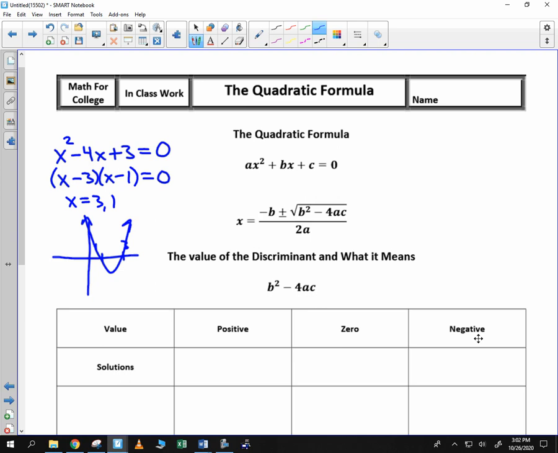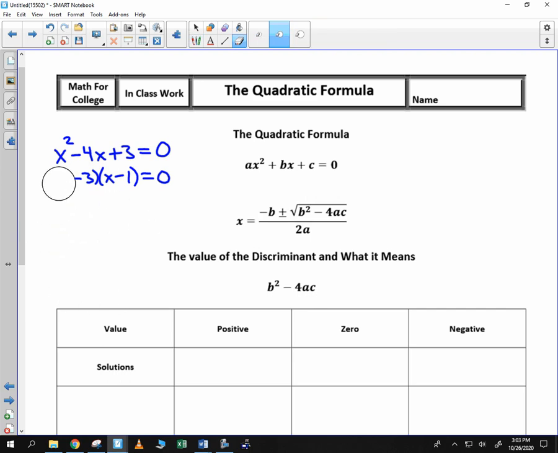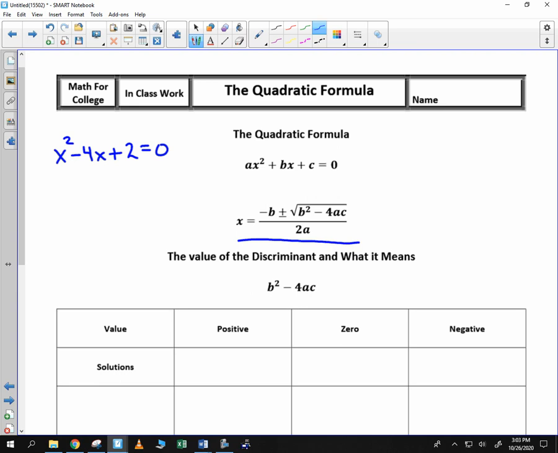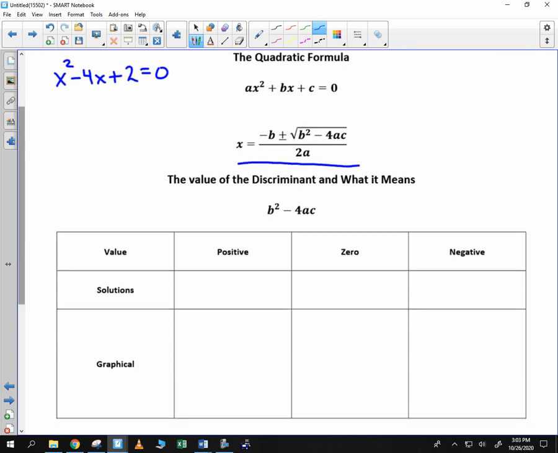But if we were to change that to something slightly different, x squared minus 4x plus 2. In that situation, we can't solve it by factoring. And when you can't solve it by factoring, instead you use the quadratic formula. Now, the most important part of the quadratic formula is what we call the discriminant.